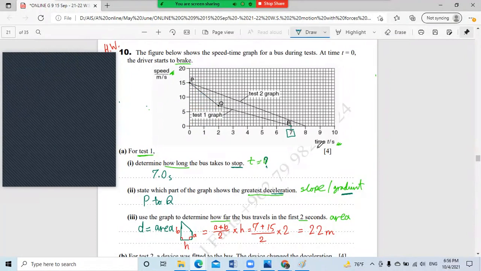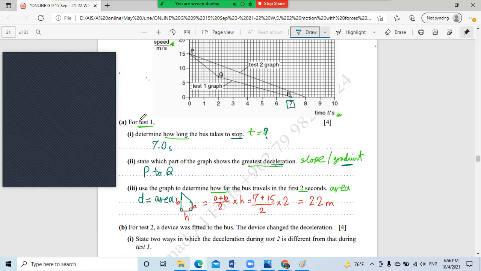Let's continue. All these questions were in part A for test 1.